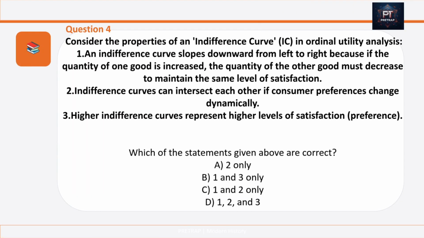Question number 4 is consider the properties of an indifference curve in ordinal utility analysis. Number 1. An indifference curve slopes downward from left to right because if the quantity of one good is increased, the quantity of the other good must decrease to maintain the same level of satisfaction. Number 2. Indifference curves can intersect each other if consumer preferences change dynamically. Number 3. Higher indifference curves represent higher levels of satisfaction. Which of the statements given above are correct?